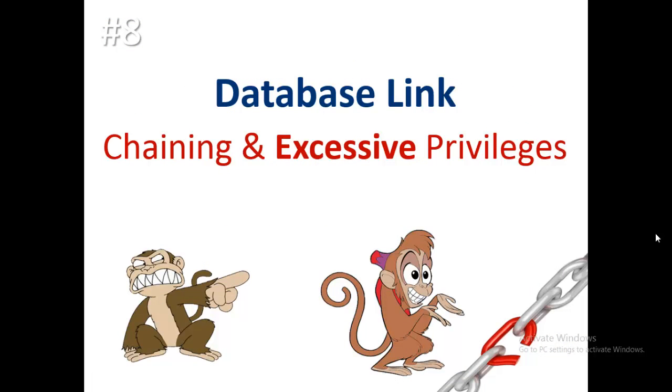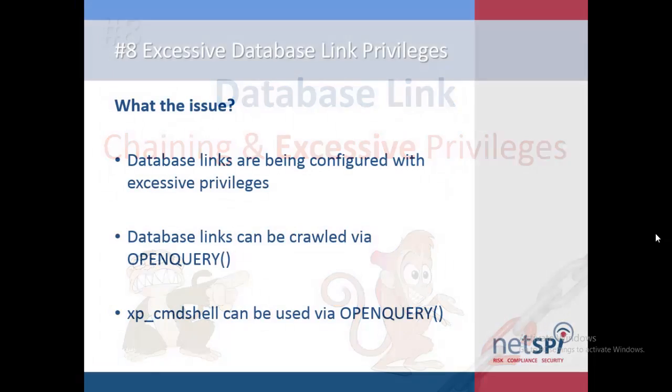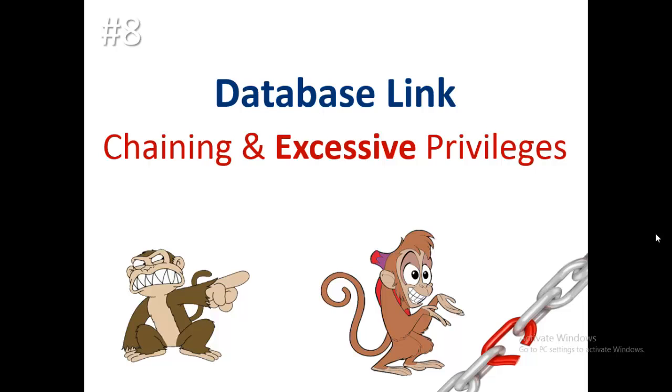All right, this is one of my favorite categories, number 8: database link chaining and excessive privileges. So for those of you who are not as aware, a database link is kind of like an ODBC connection between two databases. So it's a pre-configured set of credentials that allow users to connect from database A to database B without providing any additional usernames and passwords, right?